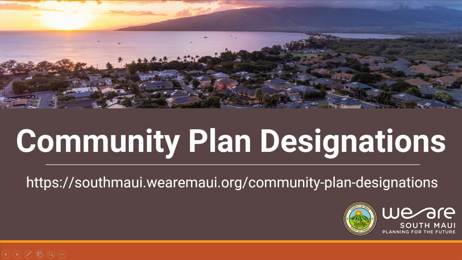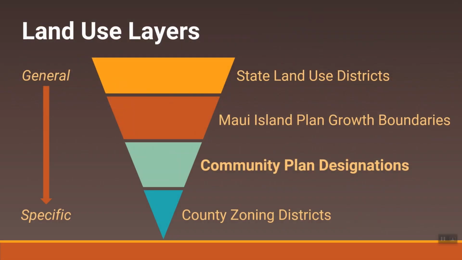of land use controls. This image shows the land use layers from general to specific. The state land use districts are the broadest. Then there are 3 county layers. The first county layer is the Maui Island Plan growth boundaries. The MIP growth boundaries are more specific than the state land use districts and establish the location and type of future development, where to grow. The community plan designations provide more specificity about the placement and character of future growth, how to grow.